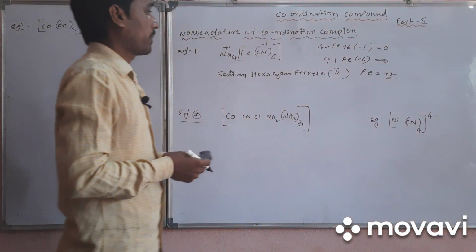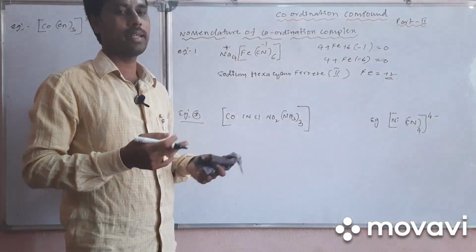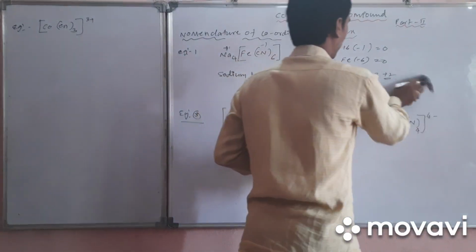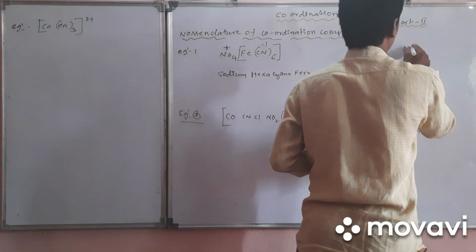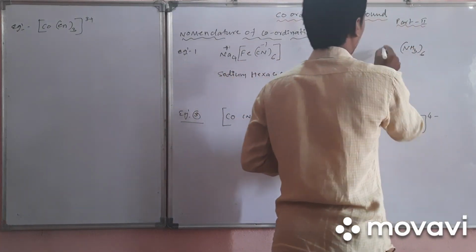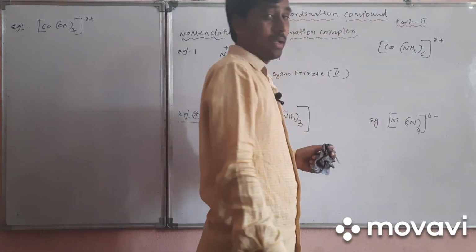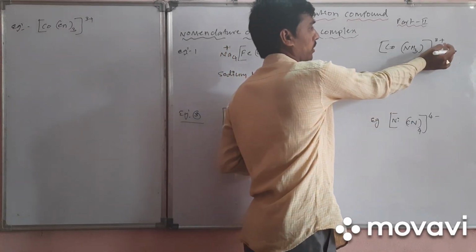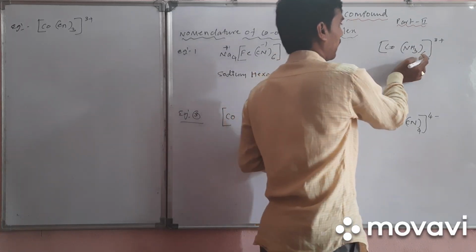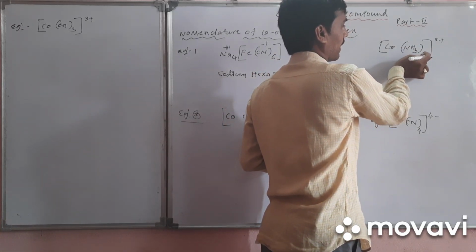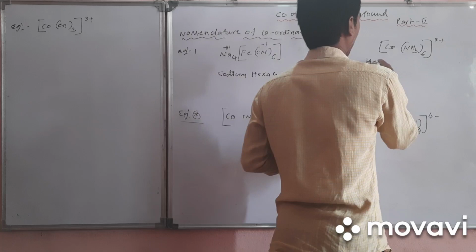Next, if the complex compound is positive or neutral in nature, there is no change. Suppose we take the example hexaamminecobalt(III) ion. This complex compound has a positive nature, so there is no change. First, how many ligands are there? Six ligands are there, so we call it hexaammine.